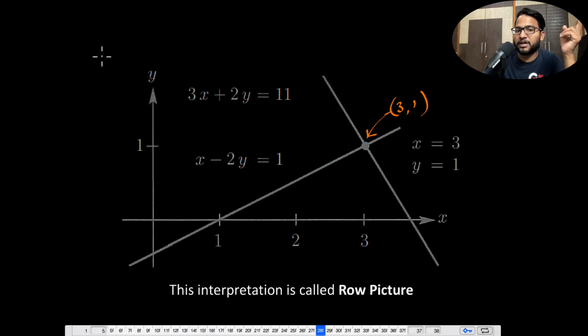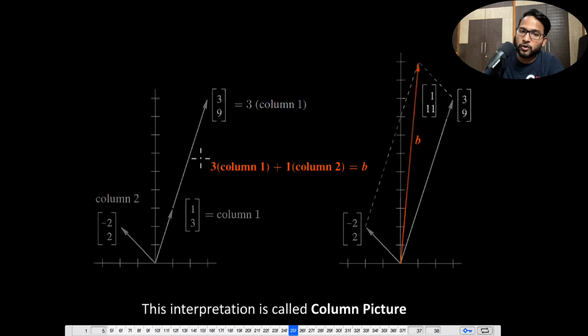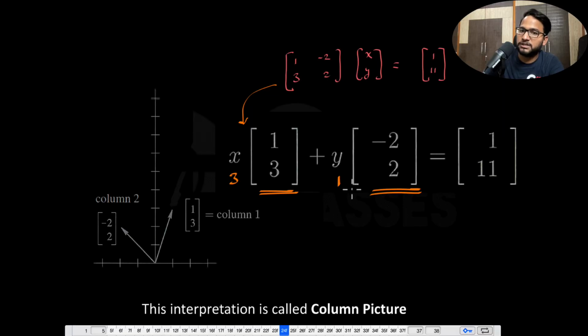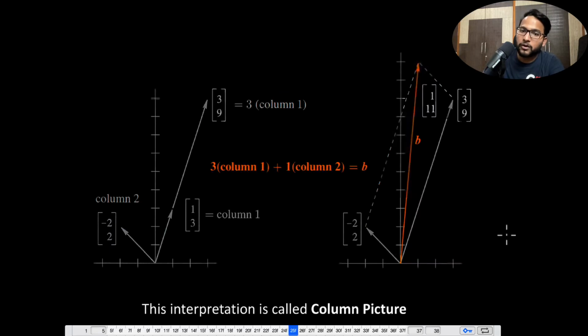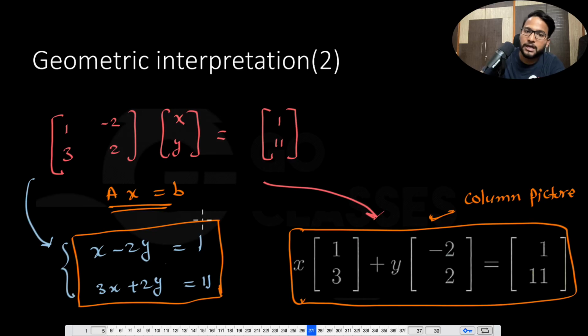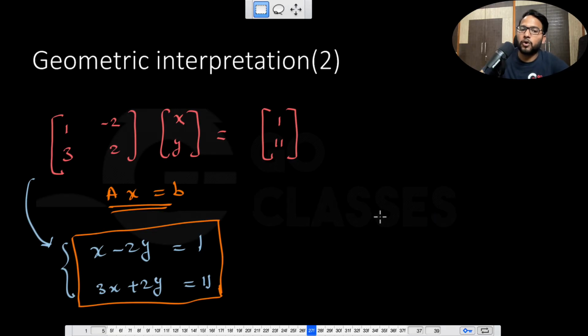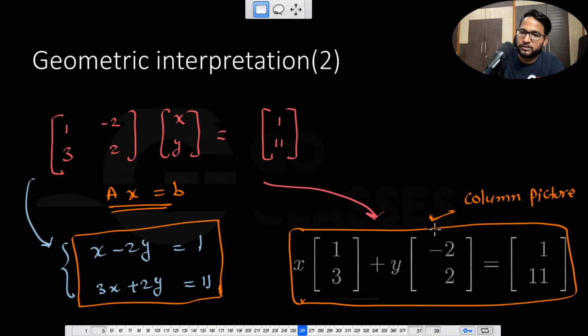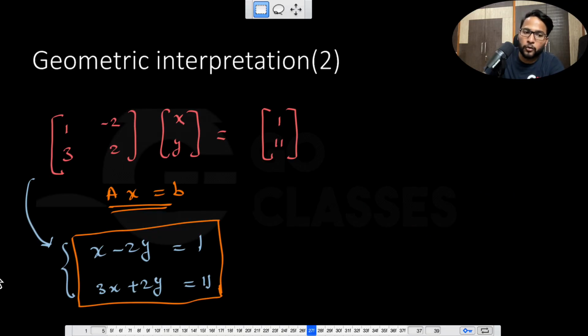So we have two interpretations currently. One is the column picture, where you are seeing this Ax equal to b as a linear combination of columns. So this is just one picture. Another is that, given this Ax equal to b, you are seeing this as rows, which means you are seeing this as equations. So you don't have the column picture. The column picture is the geometric interpretation one, but here you have the row picture. So this is called row picture.